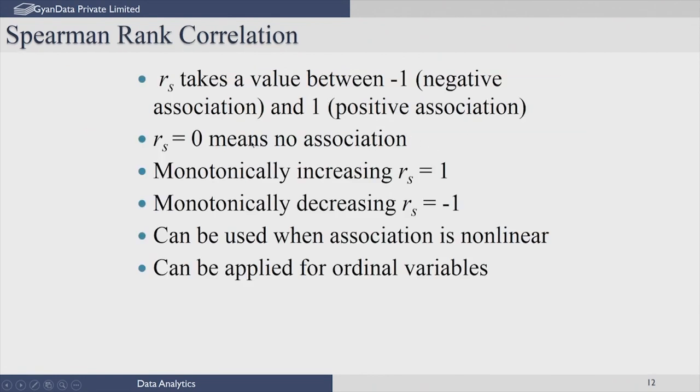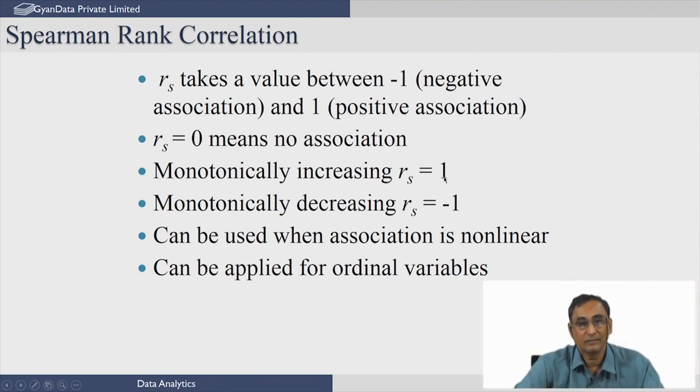Let us look at some of the things. As I said, 0 means no association. When there is a positive association between y and x, then the Spearman's value will be +1, like the Pearson's correlation, and similarly when y decreases with x, then the Spearman's rank correlation is likely to be close to -1 and so on.